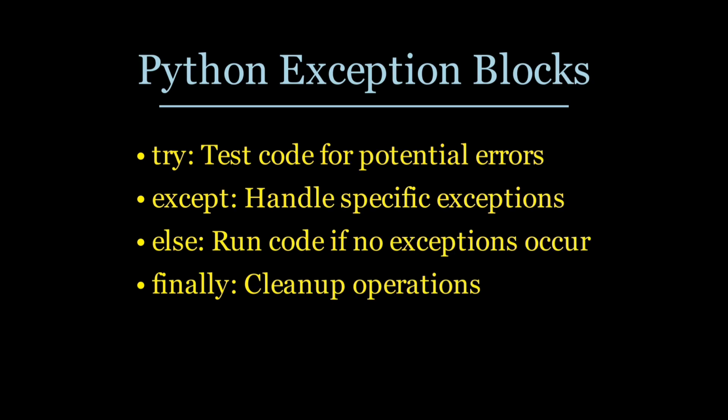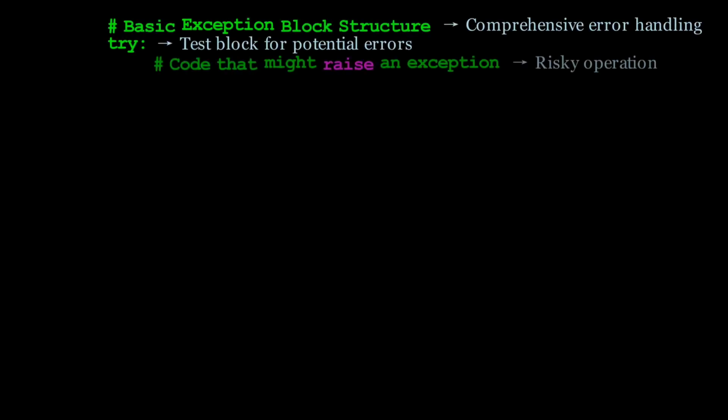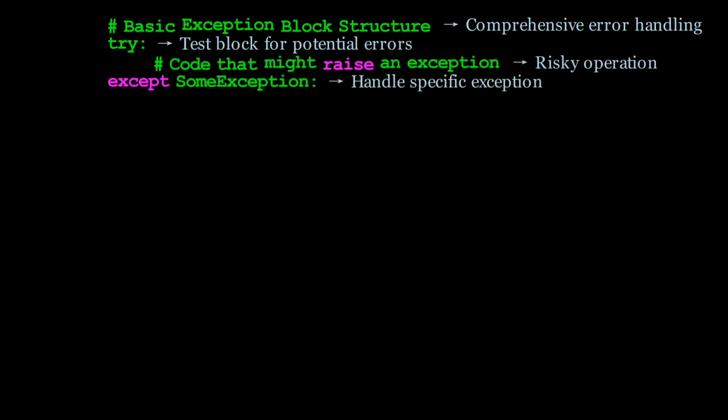And an optional else block runs only if no exceptions were raised in the try block, creating a path for successful execution. And finally, the finally block contains cleanup operations that will always execute regardless of whether an exception occurred or not. Here, the try keyword marks the beginning of the risky code section that might raise an exception.